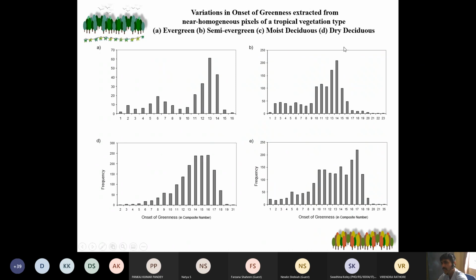Then we can see where the dominant time of greening is. For moist deciduous, you can see the 14th, 15th, 16th composite. One composite is equal to 8 days. Here the composite number covers 8 days. So the 16th composite means 16 multiplied by 8, which is 128. It's a Julian day, or the day of the year. 128 means, with each month having roughly 30 days, roughly 4 months, so after this it is May. So roughly in April and May, the greening is starting in moist deciduous.